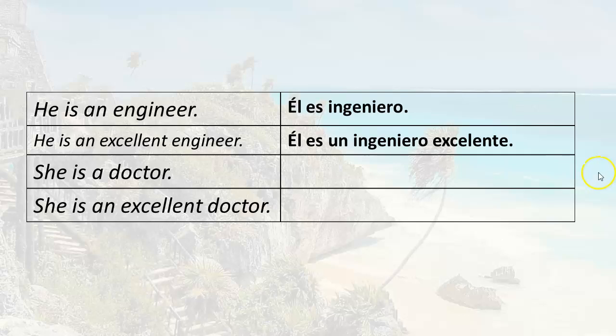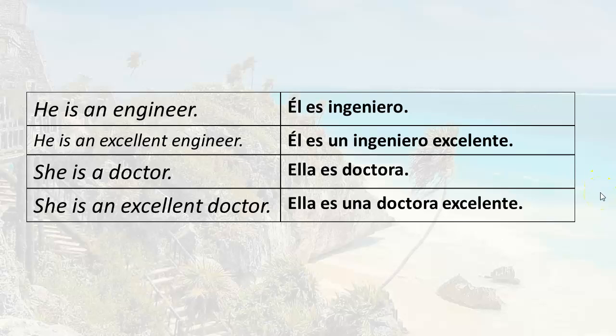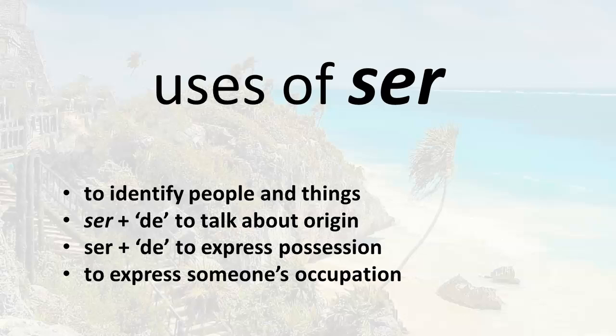She is a doctor. We would literally say she is doctor. Ella es doctora. But if I want to say she's an excellent doctor, then I include the article. Ella es una doctora excelente. So remember, if you want to express someone's profession or occupation, use the verb ser.